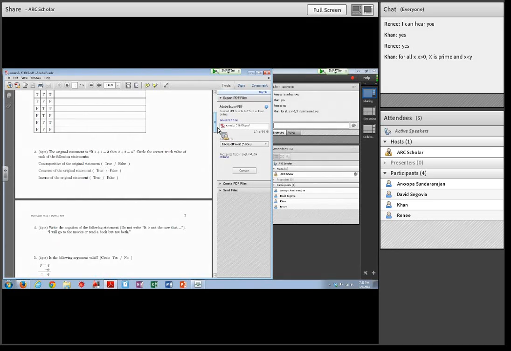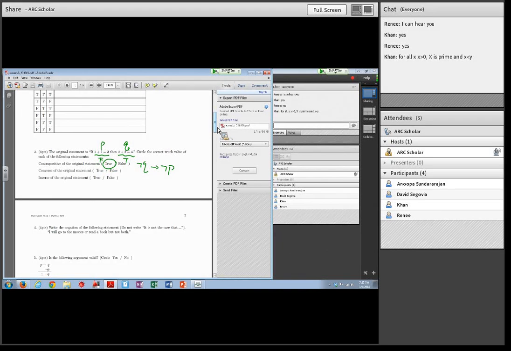The third problem, the original statement is: if 1 plus 1 equals 3, then 2 plus 2 equals 4. How do we deal with this problem? I think we can make the assumption P and the conclusion Q. Then what is the contrapositive of the original statement? Contrapositive means if 2 plus 2 is not equal to 4, okay, so basically it's not Q implies not P, right? And it has the same truth value as the original statement. False implies true is true.